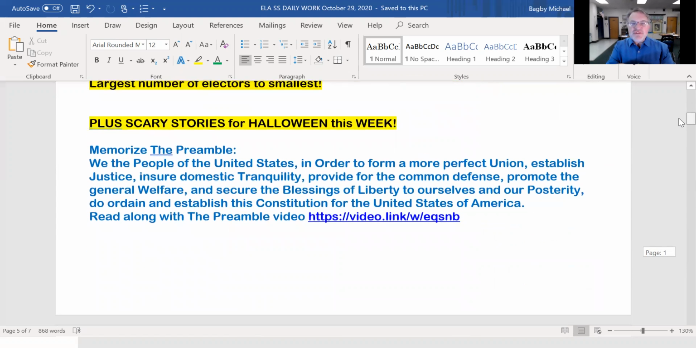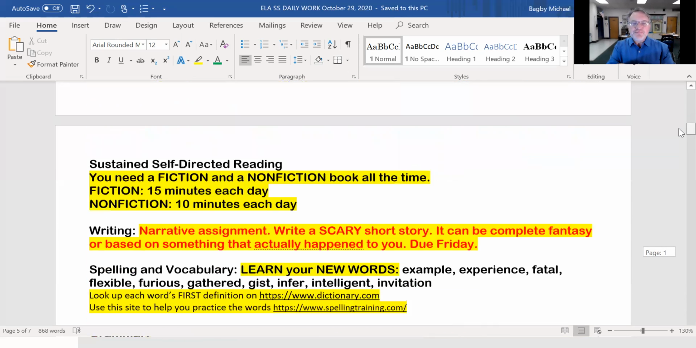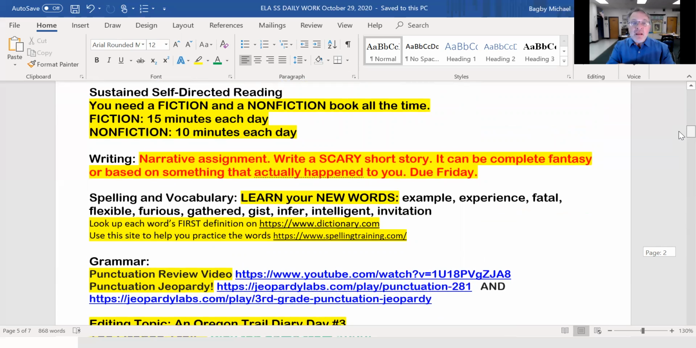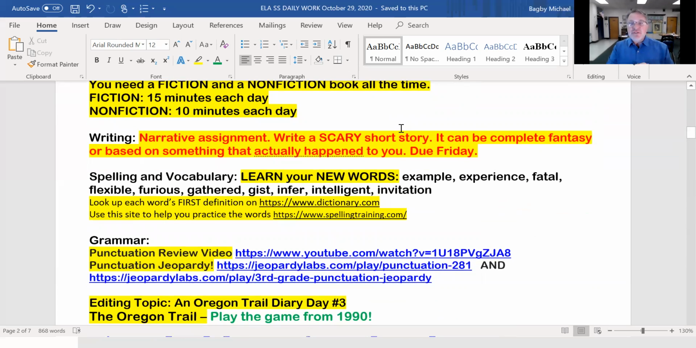We'll have more scary stories today, more chances to recite the preamble. Please be reading every day. It's very important that you read your books every day that you get online or from the library or your own personal collection. Your narrative assignment for the scary story is tomorrow. I would like you to be ready to read it if you want to during tomorrow morning's meeting.